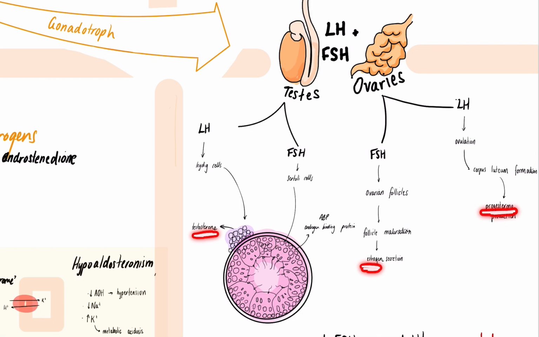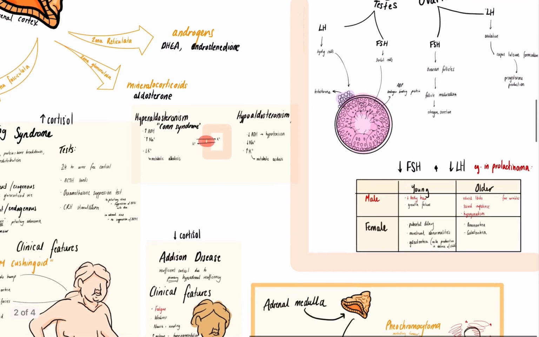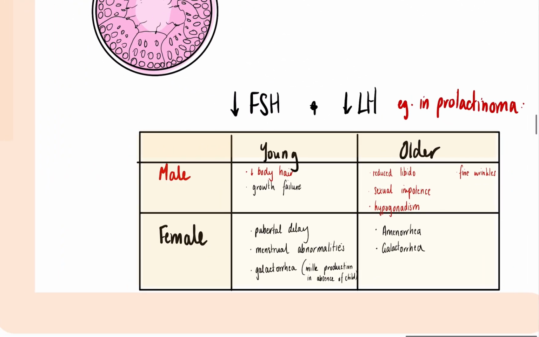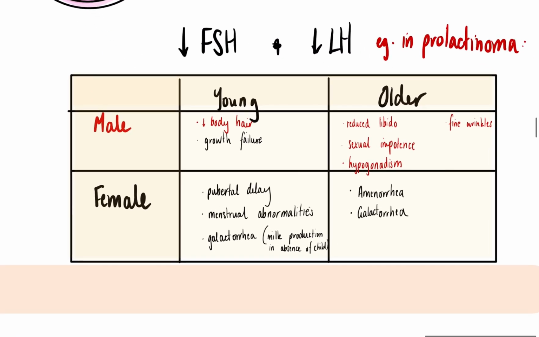estrogen, and progesterone. So in the case of reduced FSH and reduced LH, for example, in prolactinoma, where prolactin is reducing the secretion of these via negative feedback, you'll get a bunch of different manifestations. Starting with males, in a young male, you'll get decreased body hair and growth failure. And in an older male, you might see reduced libido, sexual impotence, hypogonadism, and fine wrinkles.